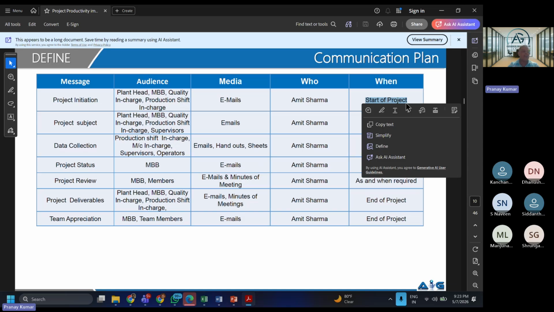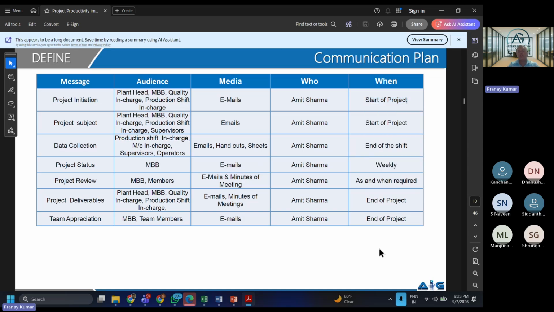Ideally, leaders like to see dates instead of open statements like start of project, end of project, so that they can hold you responsible. This has not been done. And you should not think about communication plan only from a defined phase standpoint. You should look at it holistically.